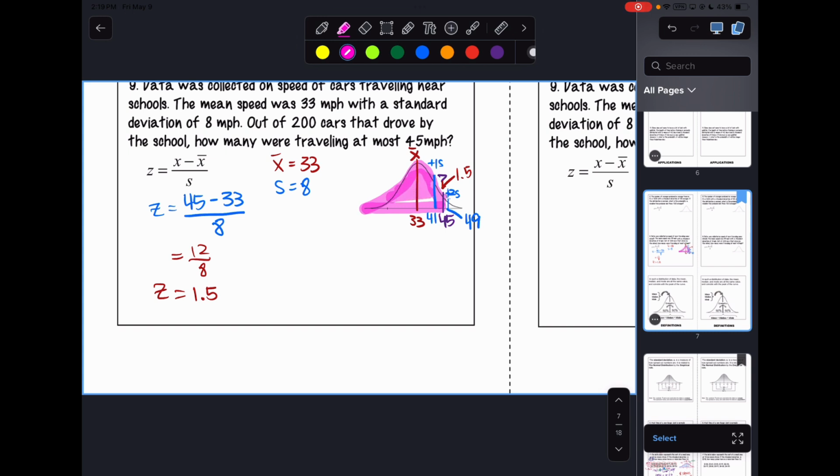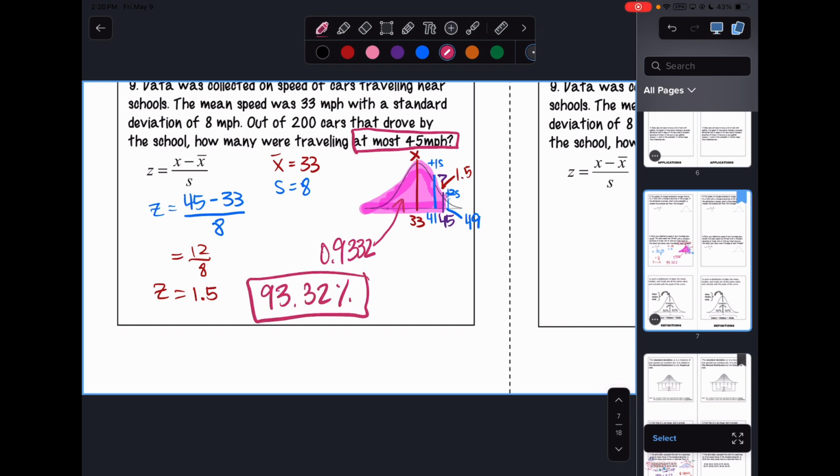all of this, if I were to write a percentage for it, it would be as a decimal. Percentage as a decimal would be 0.9332. Okay. But, oh, that's exactly it. So if it's at most 45 miles per hour, it's everybody in that shaded area, right? So that would be 93.32% of the cars were traveling at most 45 miles per hour.